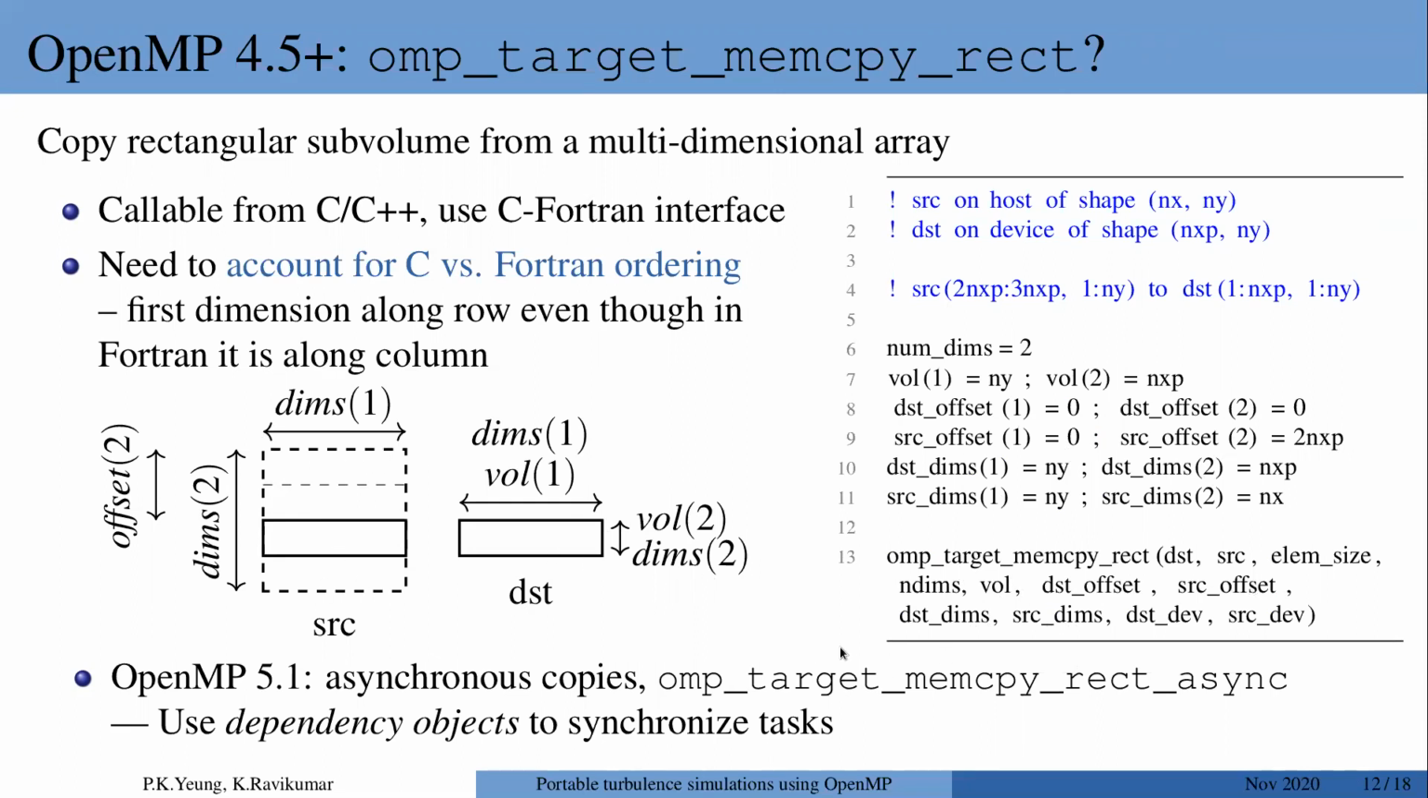So this memcopy rectangular call is blocking in nature. So in order to use the 5.1 feature, which is the memcopy rectangular async, that enables the use of dependency objects, which helps synchronizing with other tasks and makes it easier to work with other OpenMP tasks that are computing or transferring data to the device and back.